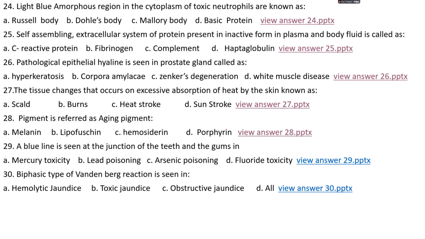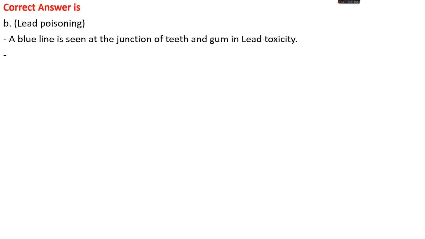Question number 29. A blue line is seen at the junction of the teeth and gum in case of: option A, mercury toxicity; option B, lead poisoning; option C, arsenic poisoning; option D, fluoride toxicity. The right answer is option B, that is lead poisoning. A blue line is seen at the junction of the teeth and gum in case of lead toxicity.